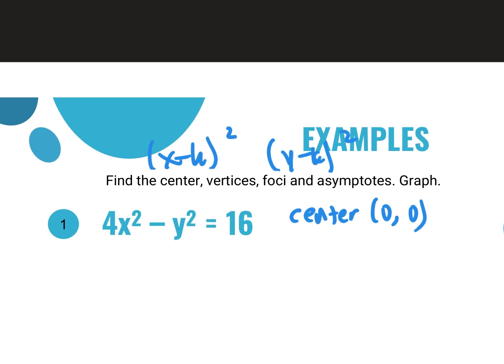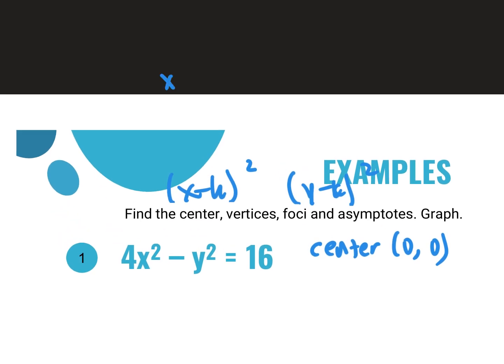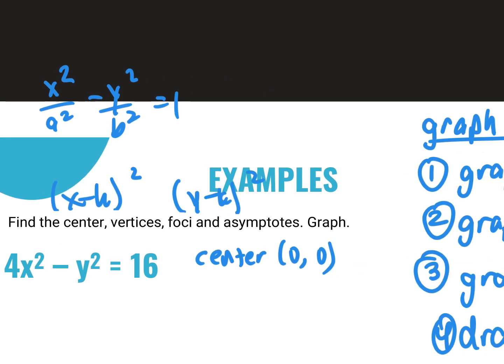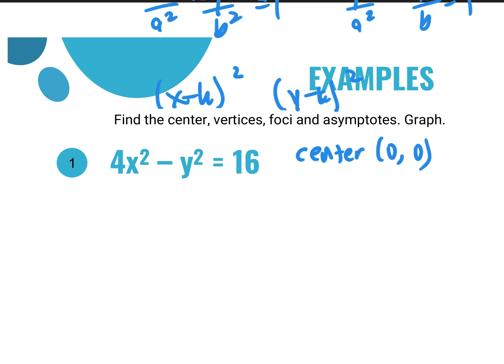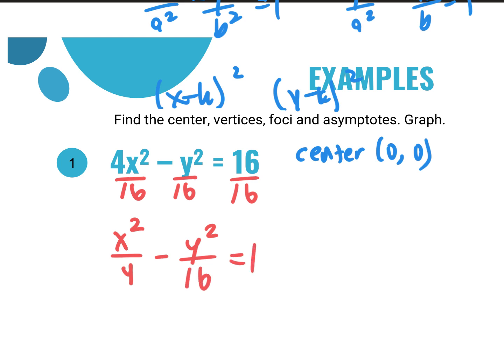The equation of your hyperbolas is either x squared over a squared minus y squared over b squared equals 1, right? Or y squared over a squared minus x squared over b squared equals 1. What's the first thing I need to do to example number 1? Divide everything by 16. We need this to equal what number? There you go. So what does my first term become? X squared over 4, perfect, minus y squared over 16 equals 1, all right?